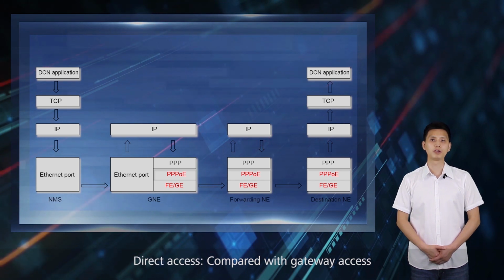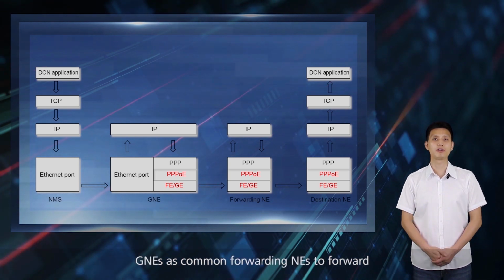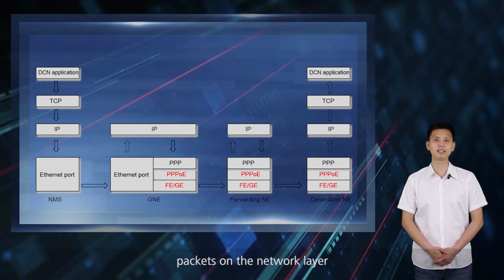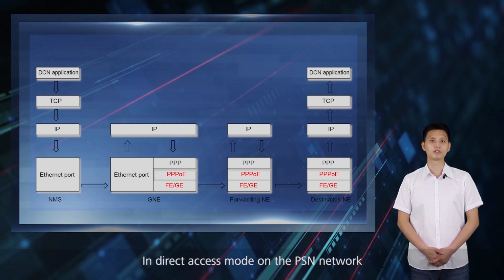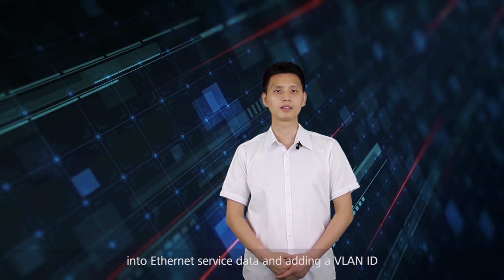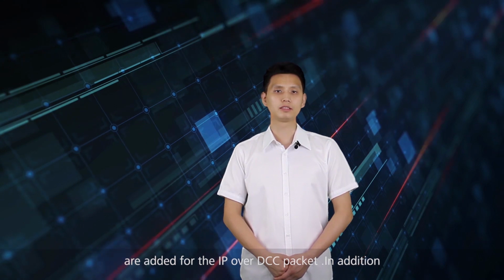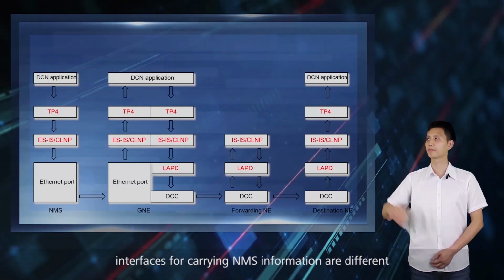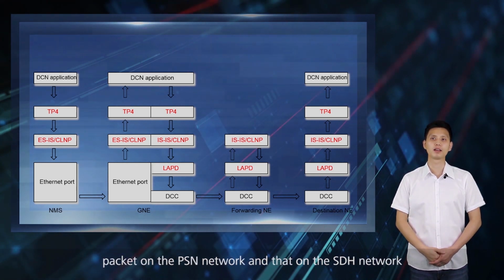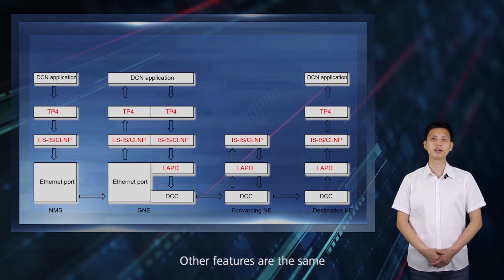Direct access. Compared with gateway access, direct access on the SDH network uses original GNEs as common forwarding NEs to forward packets on the network layer. In direct access mode on the PSN network, steps for encapsulating the OAM management packet into Ethernet service data and adding a VLAN ID are added for the IP over DCC packet. In addition, interfaces for carrying NMS information are different. These are differences between the IP over DCC packet on the PSN network and that on the SDH network. Other features are the same.